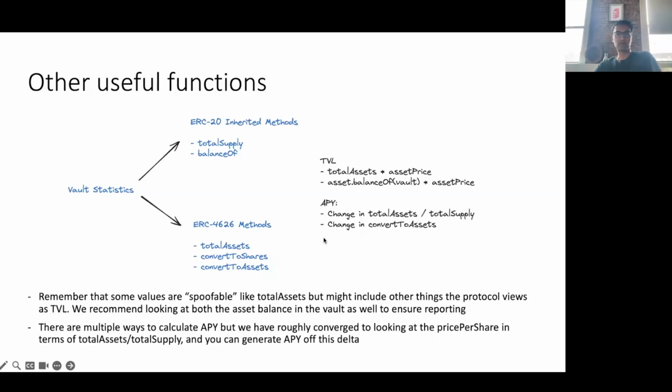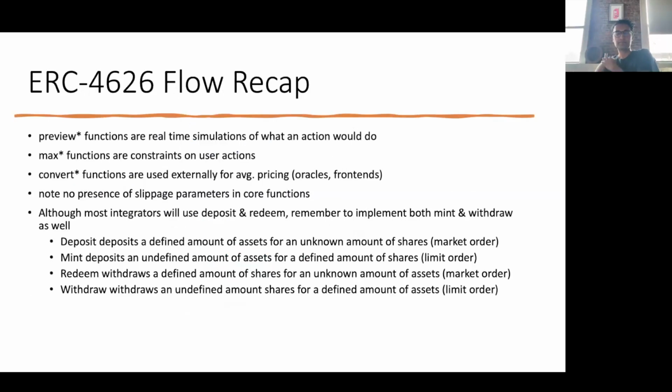But that's a nuance, and for hackers listening to this, you're probably focused on the protocol, so that's probably good here. Yeah, just a general recap: preview functions are simulations, max functions are constraints, convert functions are pricing. Generally, just remember that. And there's no slippage parameters in core functions, so generally in depositing to a 4626 vault, we recommend going through a router, but that's separate from the actual security concerns that a vault would need to address per se.